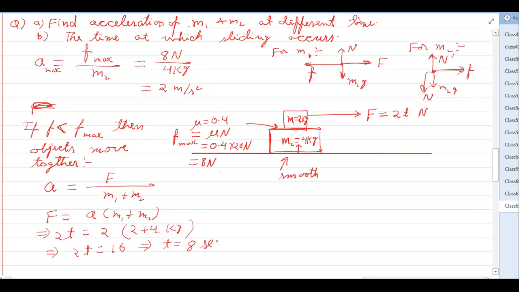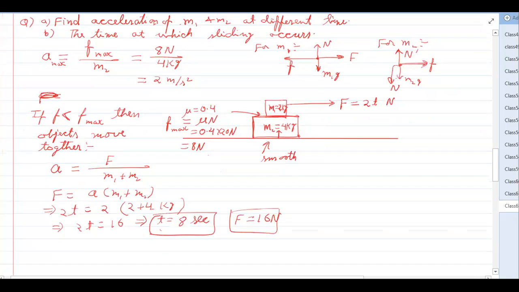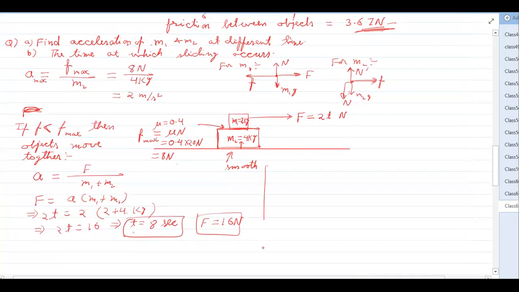So at 8 seconds, the force will be how much? 16 Newton. At 8 seconds, F is 16 Newton, and at F equal to 16 Newton the sliding will start over each other. Before this moment, they are moving together. So the acceleration from t equal to 0 to t equal to 8 seconds, that we have found here.